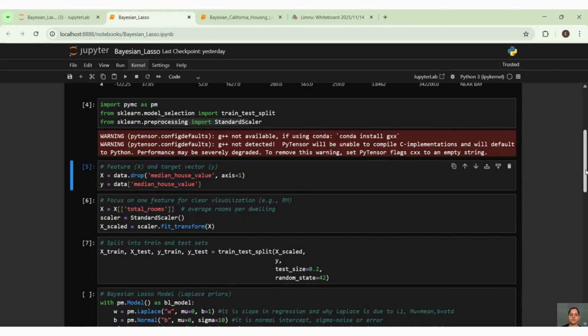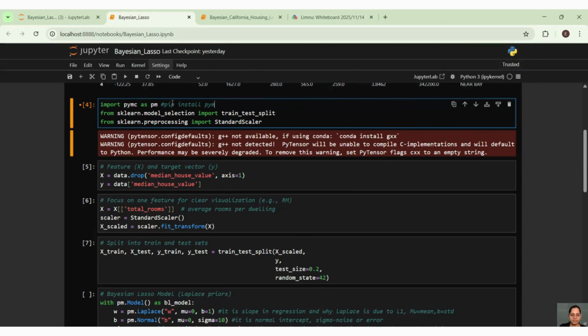If you do not have it, the first time you run this you will get an error, because this library might not be there in your system or in your environment. So what you can do is use pip install PYMC in your prompt, and that will be installed and you won't get any error messages after that. So the first time you will get an error. You don't have to worry about it. You just need to use this command.